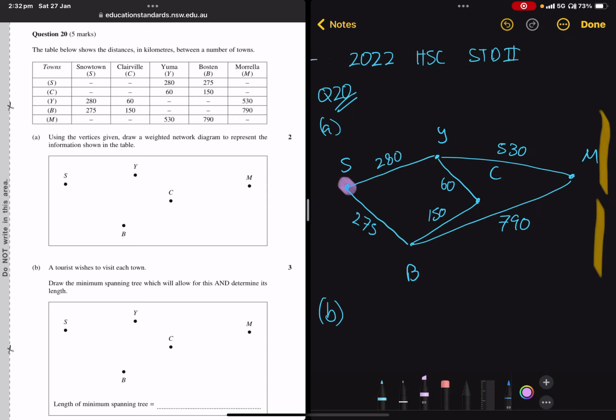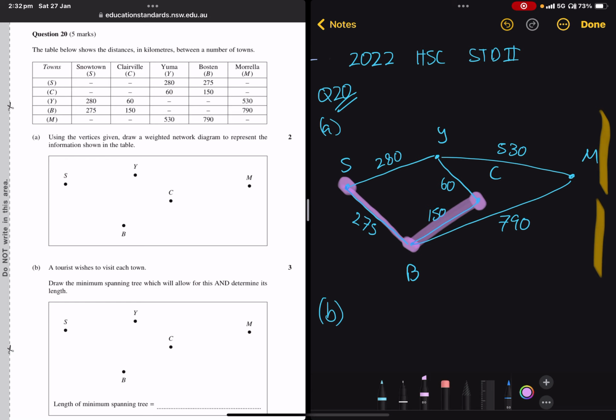I'm going to start at S. I can either go down to B, which is 275, or up to Y, which is 280. I'm going to pick the shorter of those two. So now we have SB. Now I can either go from S to Y, which is 280, from B to C, which is 150, or from B to M, which is 790. The shortest of those is B to C.